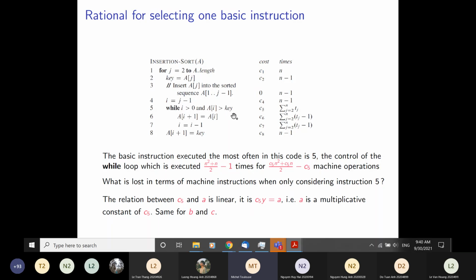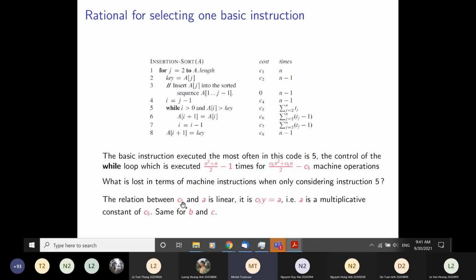So if I select one of them, it means that my measurement of the running time is not exactly the total amount of time that the algorithm takes if we measure the execution of all the instructions, okay? If I select the one that is executed the most often, I actually have a different result, right? N squared plus n over 2 is different from what I got previously. And we ask ourselves, how much precision are we losing when we do this? Here we do this in terms of machine instructions, so now we're going to express how much precision we lose in terms of machine instructions.